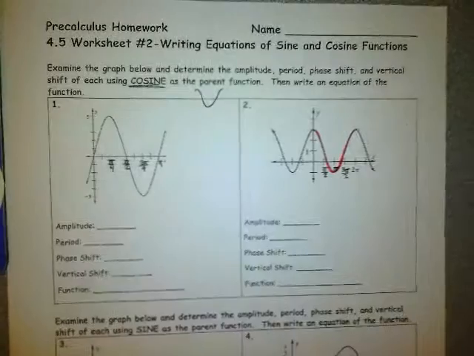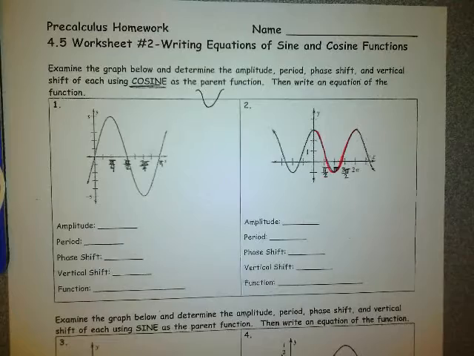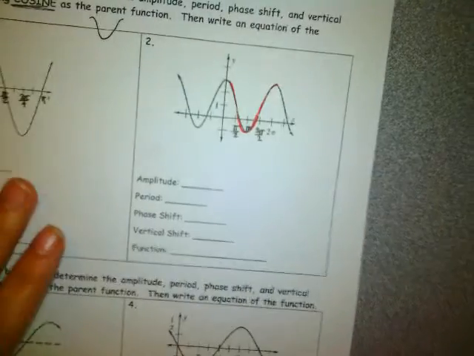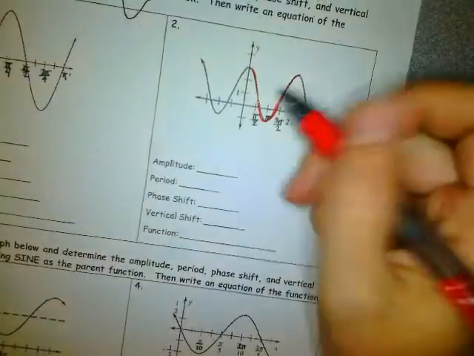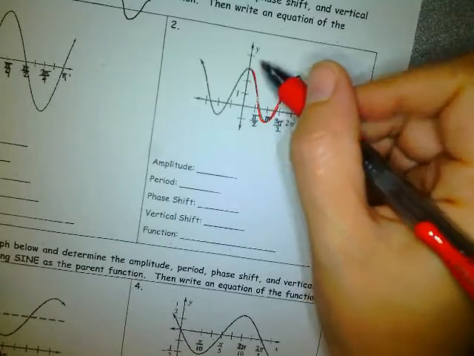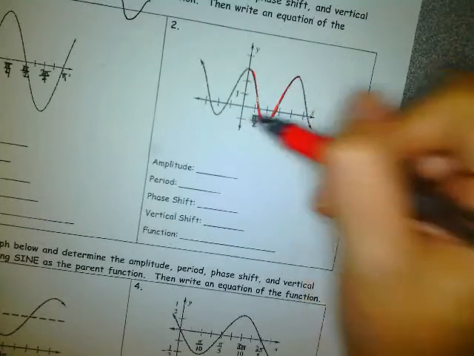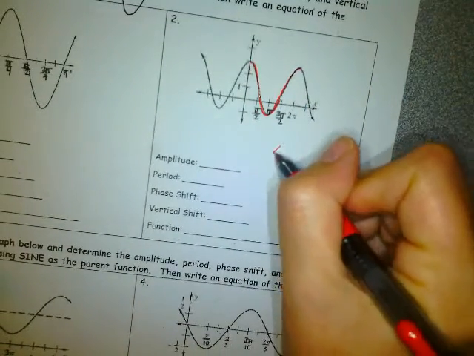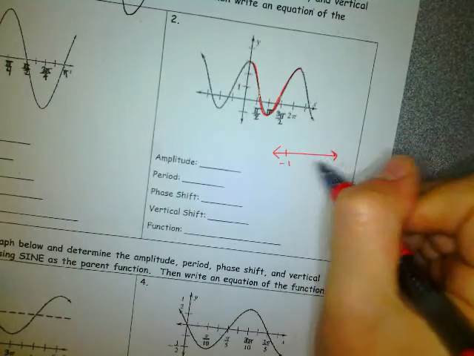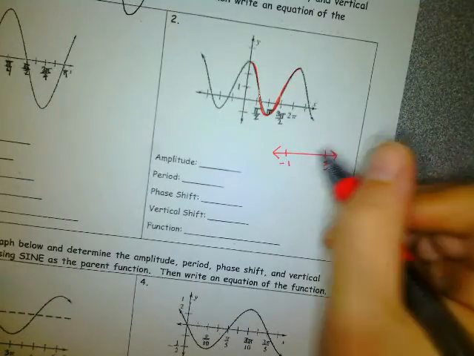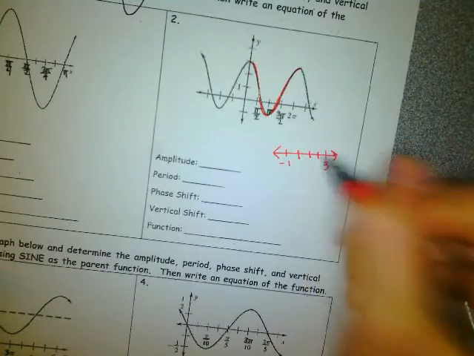Let me see if I can get this a little bit more clear for you. So the amplitude is how high the graph is. So if we look, that's 1, that would be 2, 3, and then that would go down to -1. So if we think about a number line, we're really going from -1 up until 3. So that would be 0, 1, 2.